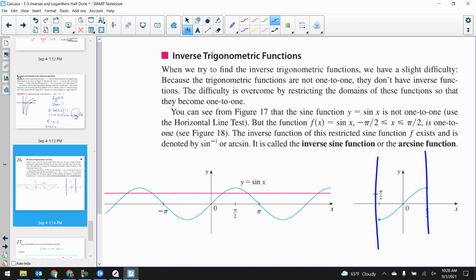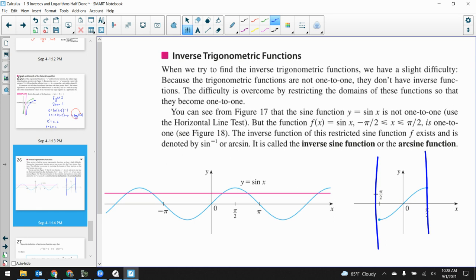Both sine and tangent are negative pi over 2 to pi over 2. Cosine is 0 to pi, right? Those are the restricted values for sine, cosine, and tangent, and I think they're on the next slide. But why do we restrict them? We restrict them so that they can be one-to-one, so that the inverse is also a function itself.